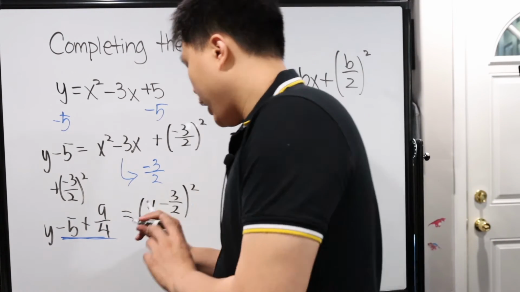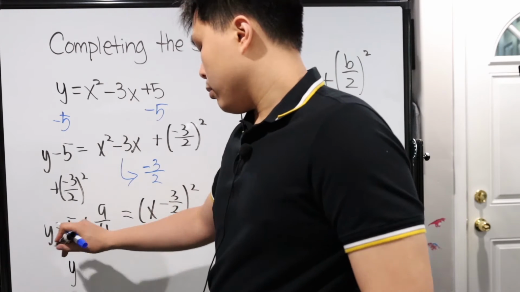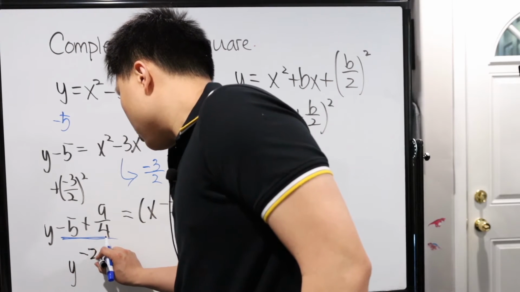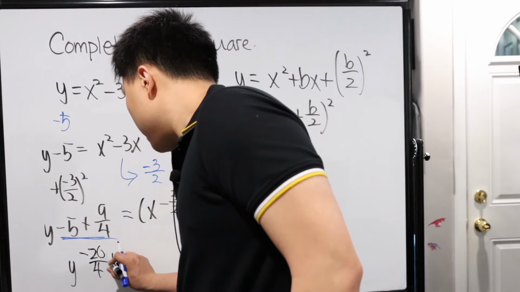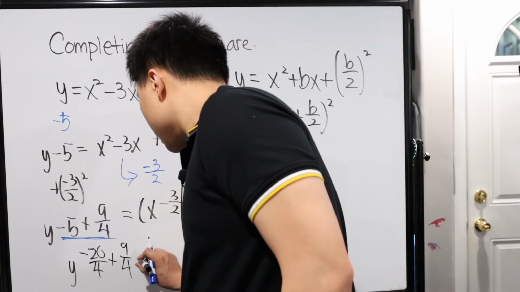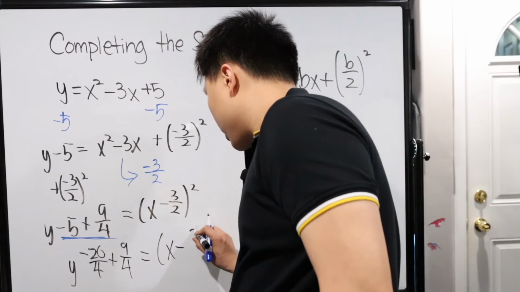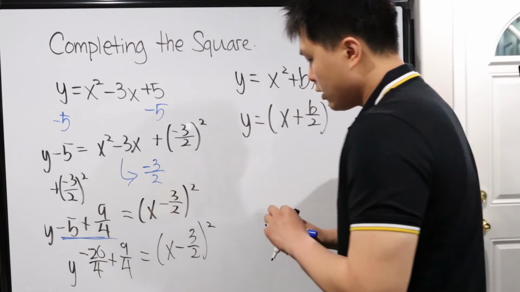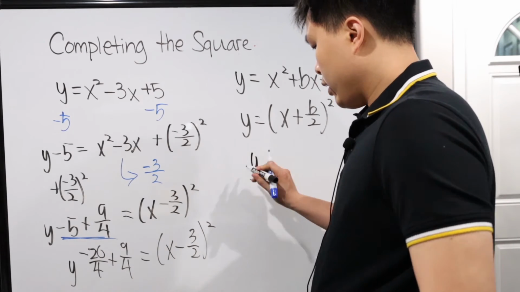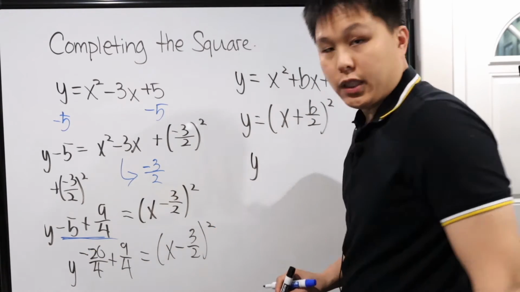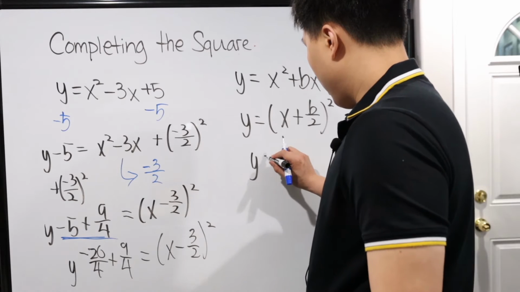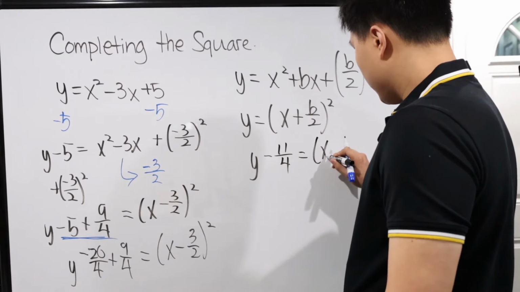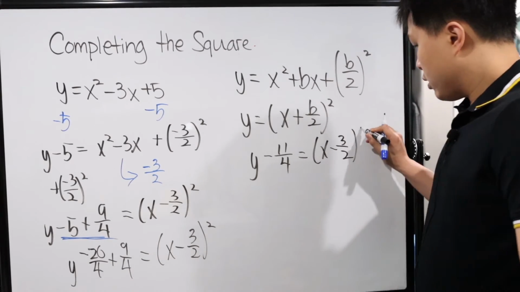Basically what we have is y, and then this is negative 5. We want the same denominator, so it's subtract 20 over 4 plus 9 over 4 equals, and we have our complete square right here. Okay, there it is. So we combine these. Basically what we have is y, and this is negative 20 over 4 plus 9 over 4, which gives us negative 11 over 4, equals x minus 3 over 2 squared.